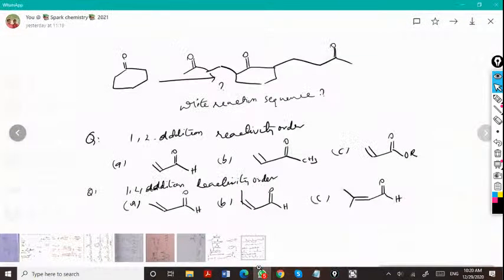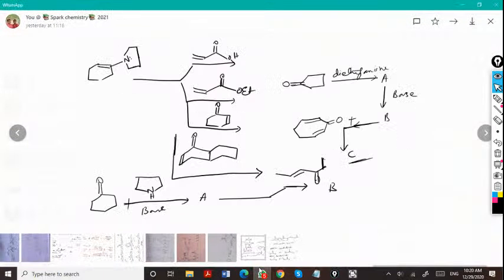So in yesterday's class we discussed the Stork enamine reaction, which is also a Michael addition type reaction. In this we discussed what the enamine reaction is and what Michael addition is. Based on that, we discussed the properties of the products that are going to form, with the regioselectivity, meaning the specific site.